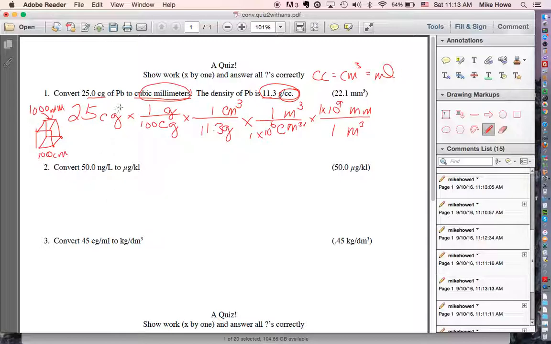Now if you look at the unit cancellations, you see centigrams were gone, grams were gone, cubic centimeters gone, cubic meters gone, and that left us with cubic millimeters here on our final answer. Then if you multiply across the top, divide by everything that's on the bottom, you should end up with 22.1 cubic millimeters.